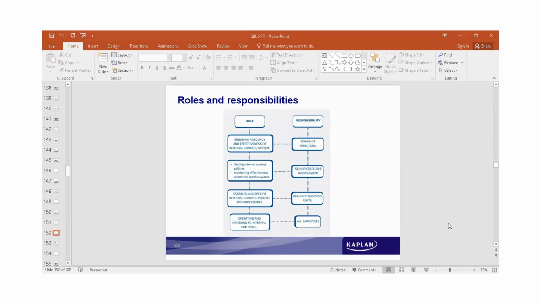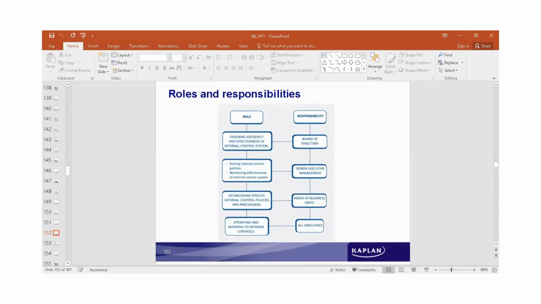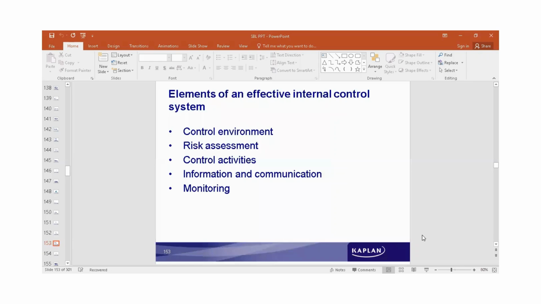The roles and responsibilities of different people in the organization we also did look into. What is the role of board of directors, senior executive management, heads, and all employees? There are 5 components in the internal control system.